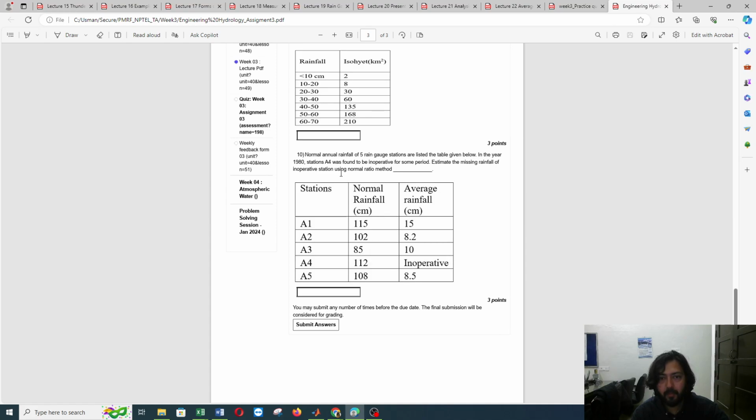Now the next approach is using the normal ratio method. This is a kind of question we have just solved. They are saying the station A4 is inoperative, but they have given you the normal rainfall as well as the event rainfall. So all you are going to do is use the equation, P of A4 divided by N of A4 equals 1 upon M times the bracket of the other terms, and then you are going to solve it for P of A4 and you will get the value for the inoperative station.